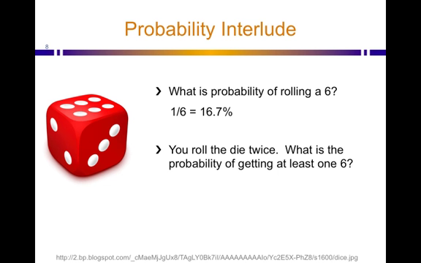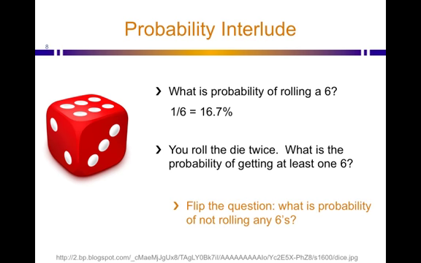You might want to pause the video here and think about that for a second. All right, maybe you've had a chance to think about that, hopefully. A common way to think about this in a probability class is to reverse the question. Instead of asking what's the probability of getting at least one 6, ask what is the probability of not rolling any 6s? Because we know each time we roll the die, there's a 5 out of 6 chance that we're not going to roll a 6. So if we roll it twice in a row, that's just going to be 5 out of 6 times 5 out of 6, which nets out to 25/36.